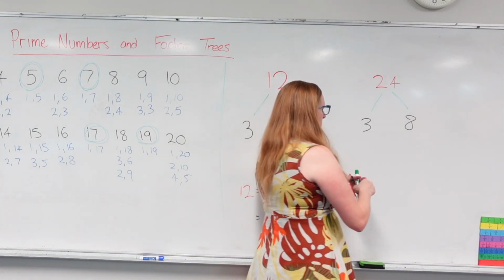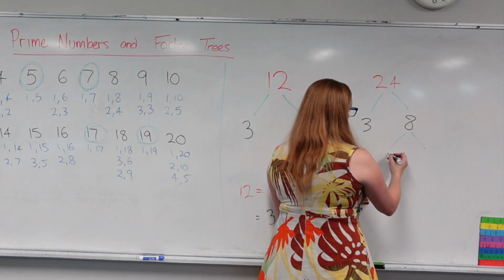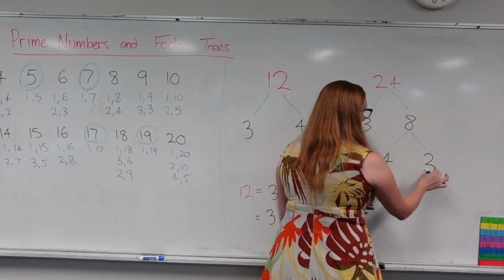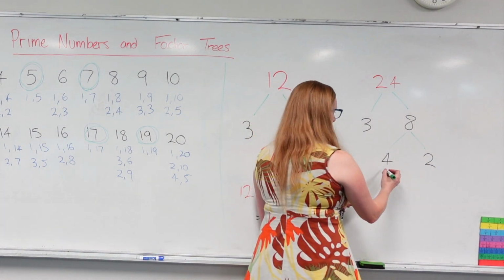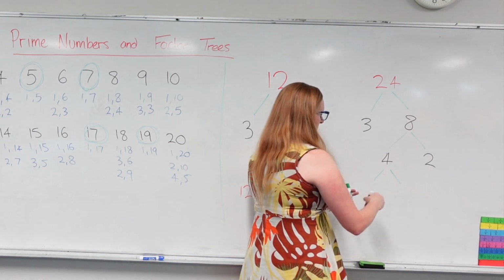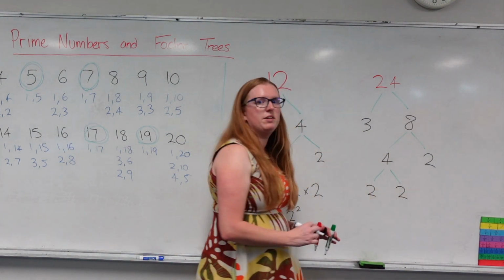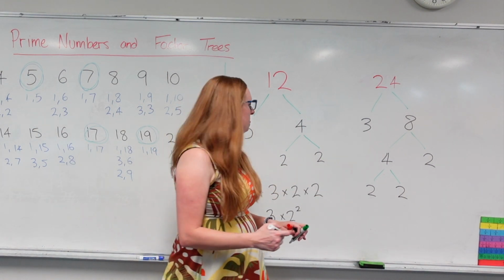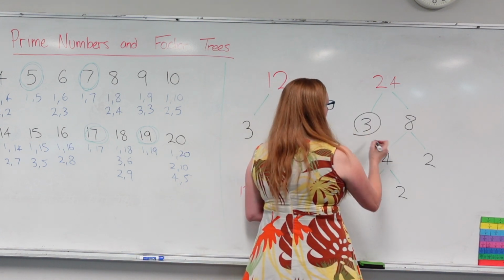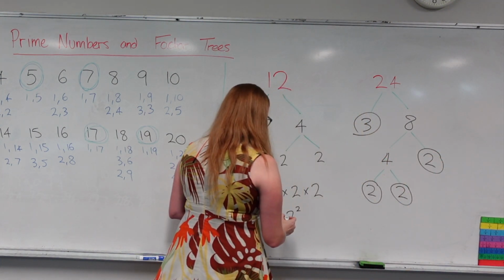So what numbers multiply together to give me 8? 4 times 2. So 2 is prime, so I have to stop there, but 4 is composite, so I can keep going. So 4 is made up of 2 times 2. There we go. Now I've hit all of the primes. I can't go any further with any of these numbers. You know what? I might actually circle my primes once I hit my primes so you can see. I'll do that on this one as well.